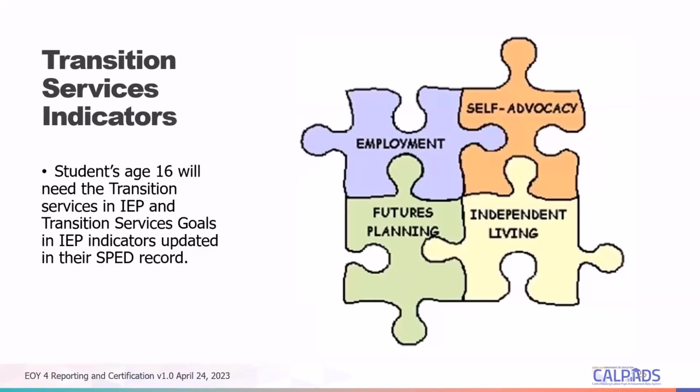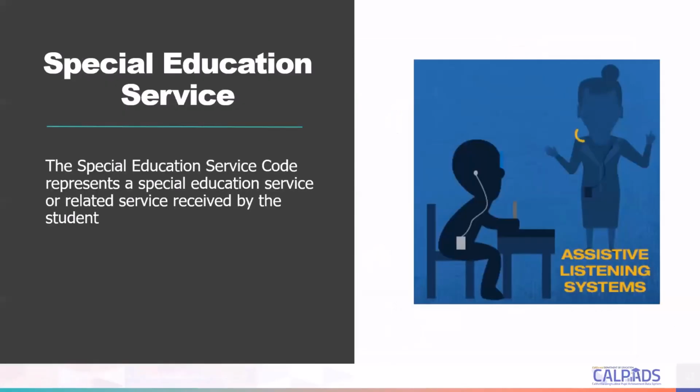And then the transition service indicator, again, it can be submitted before they turn 16, but by the time they turn 16, you want to update this again, because it's related to that student's age and their birthday. Any student that's turning 16 that's a student with disability, CalPADS is going to start looking for this indicator to be populated. They don't have to be receiving services. You just have to indicate whether they are or whether they're not. And then that's it for the special education program.